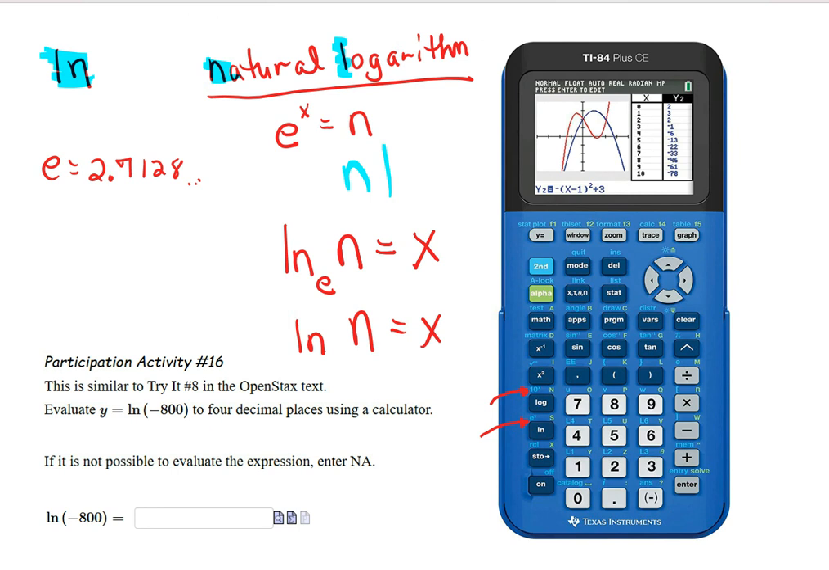So anyway, it's just like the LOG button. And they're going to say, hey, find the natural logarithm of a negative 800. So you hit the ln button, you hit your negative sign, you hit 800, and then you hit enter, and your calculator gives you an error message. It says error. And at the top, my calculator says non-real answers. Depending on how fancy your scientific calculator is, depends on what they'll tell you.